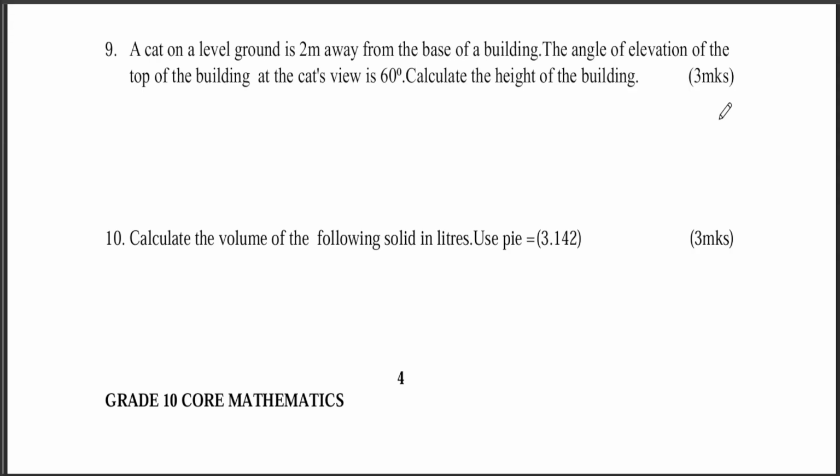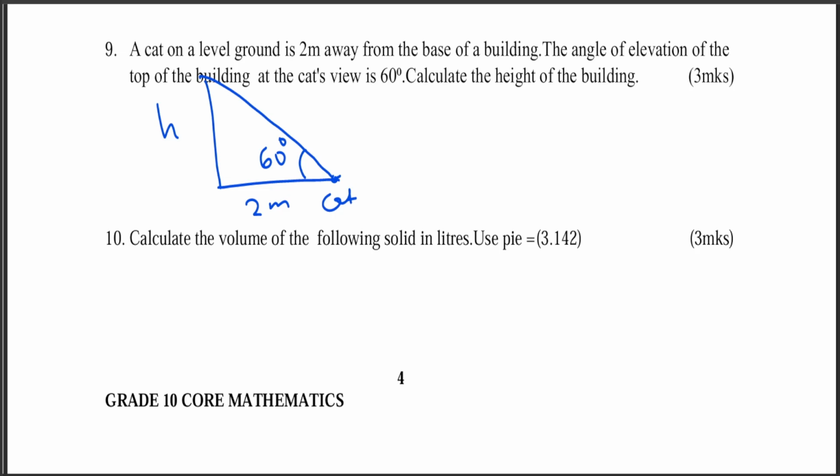A cat on a level ground. So a cat on a level ground is 2 meters away from the base of the building. So the cat you have, it's 2 meters away from the building. So the building is this one. And the angle of elevation of the top of the building at the cat's view is 60 degrees. So here it is 60 degrees. So calculate the height of the building, which is very, very simple.